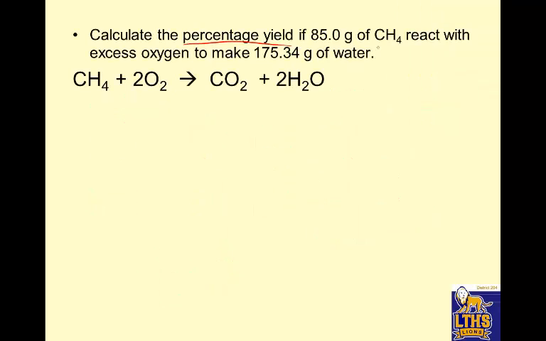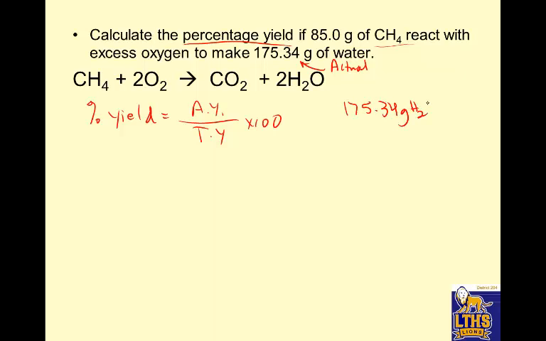If 85 grams of CH4 react with excess oxygen to make 175.34 grams of water. Okay, so percent yield. You need actual yield over theoretical yield times 100. Actual yield is a product, so this is actual. So we need 175.34 grams of H2O over the theoretical yield. We need a theoretical yield, so we have to fill in this number, times 100. Well, how do you do that?